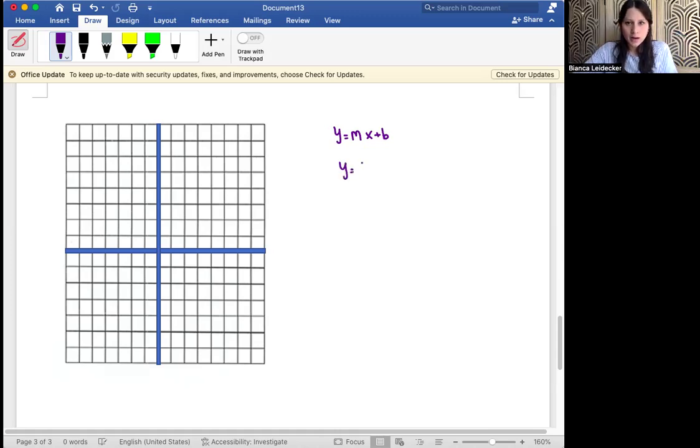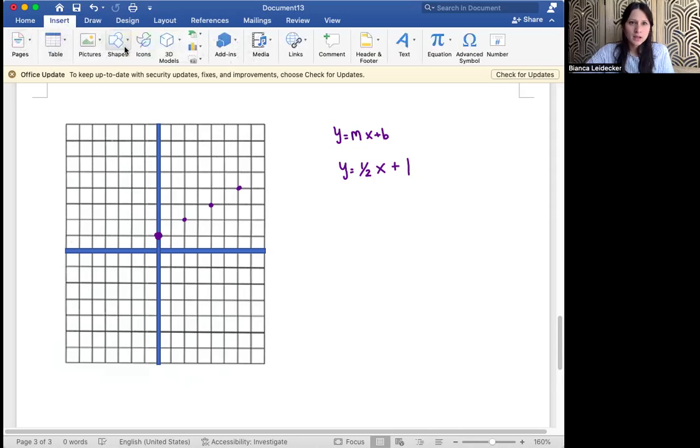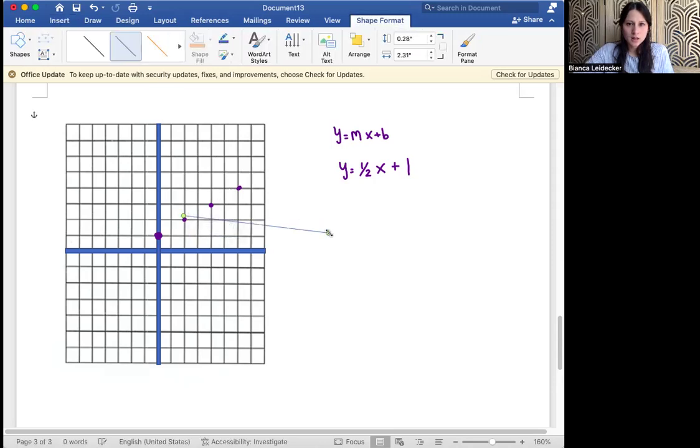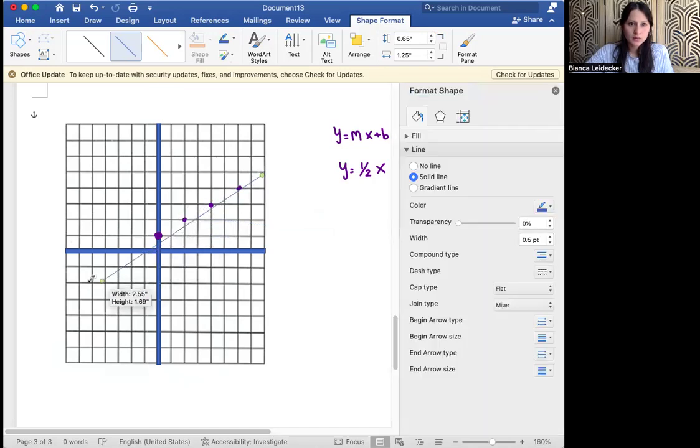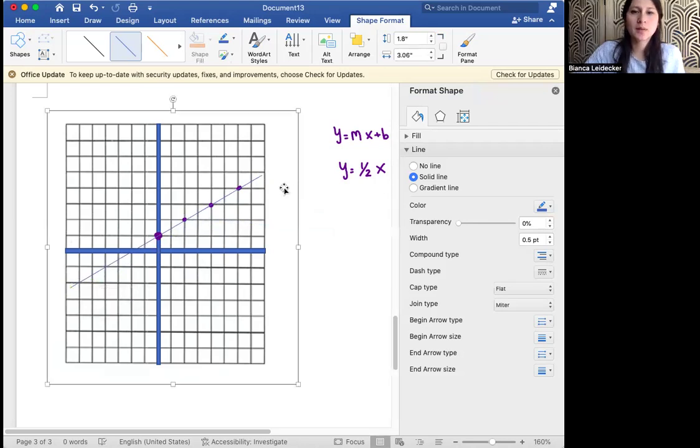Maybe we would have an equation where it was y equals 1/2 x plus 1, meaning I'm going to have a y-intercept at positive 1. And then the slope is up 1 over 2, up 1 over 2, up 1 over 2. So if I were to graph a line, it might look something like this. I've got my line here, and it's going to continue forever and ever, going through these points like that. There's my line.